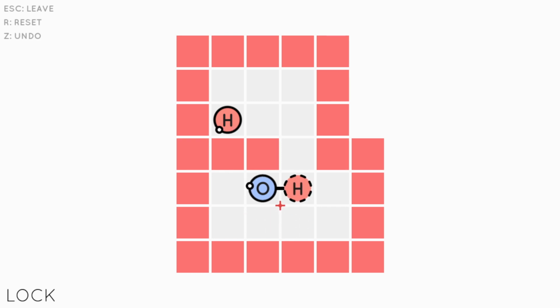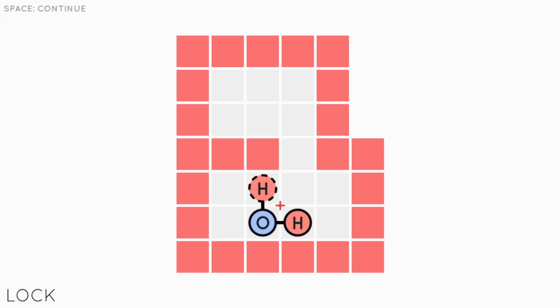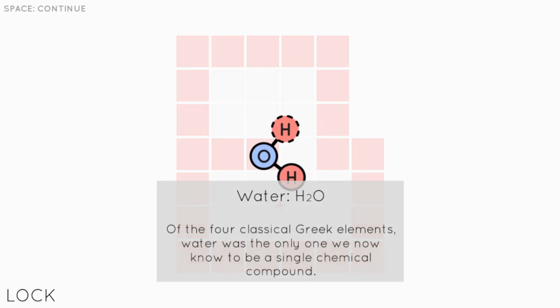Right, I can't get up here, so I need to somehow break off like that. I have to bring you in. Doing this doesn't let me go back in, so I have to do this first. And hopefully moving left here will form 2 bonds at once. Yes, it will. Okay, of the 4 classical Greek elements, water is the only one we now know to be a single chemical compound.